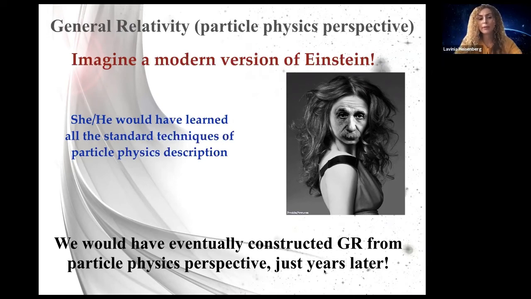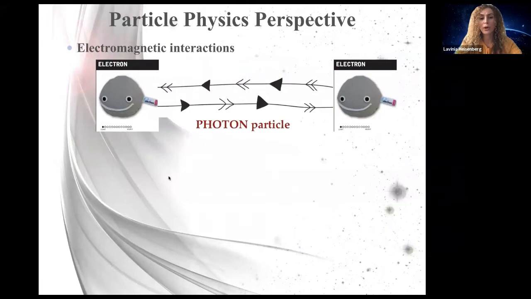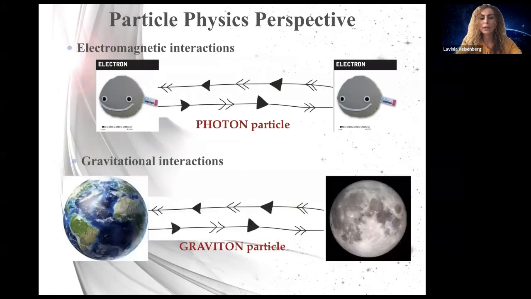So thanks to Einstein, we had it quite early on, but we could have done it also thanks to the techniques that we had in particle physics description. In the same way as we describe the photon as the exchange particle between, for instance, two electrons, in order to describe the electromagnetic interactions, we could see gravity as the exchange of a graviton particle between these two objects, and in this way give rise to gravitational interactions.